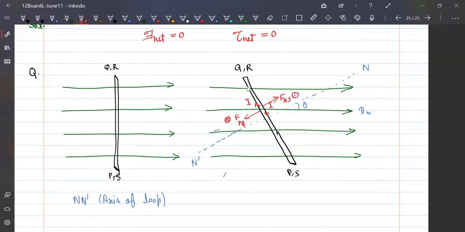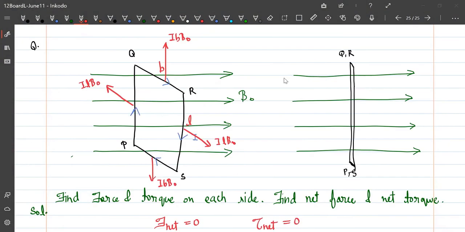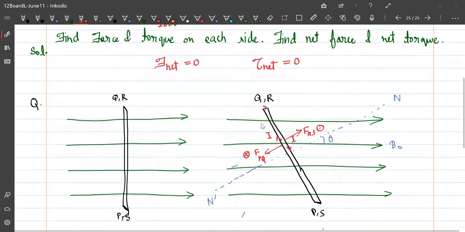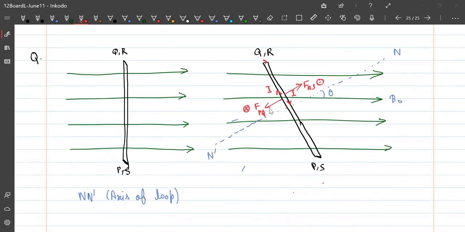What about the force on QR and PS? You can tell me the force on QR. What would be the direction of the force? The current goes into the plane. Yeah. So in the previous class we were talking about the torque on a loop, and if a current carrying loop is kept perpendicular to the magnetic field, the net force is zero and the net torque is also zero. The case that we are talking about now is when the loop is kept at an angle.